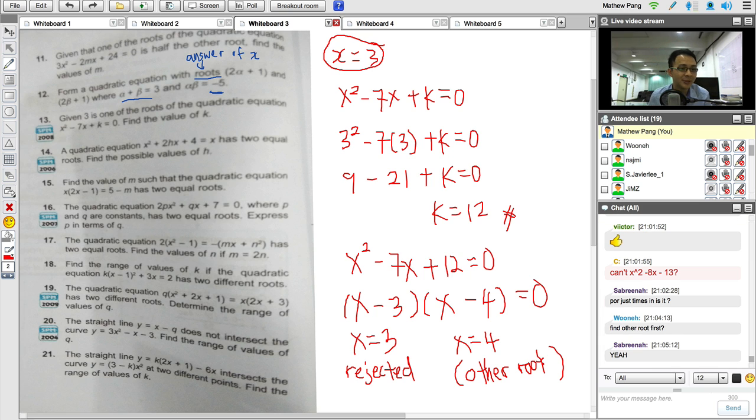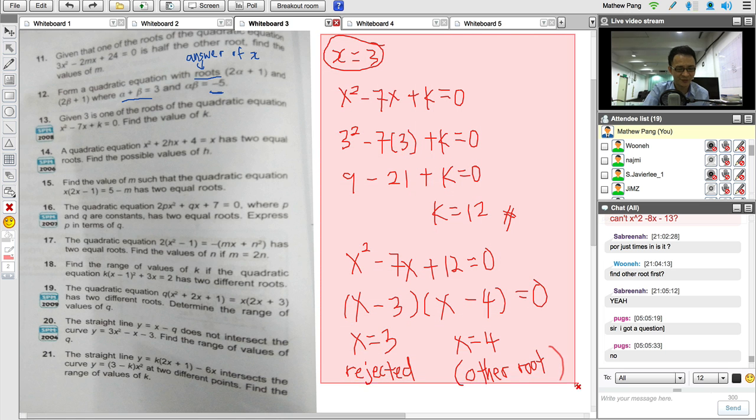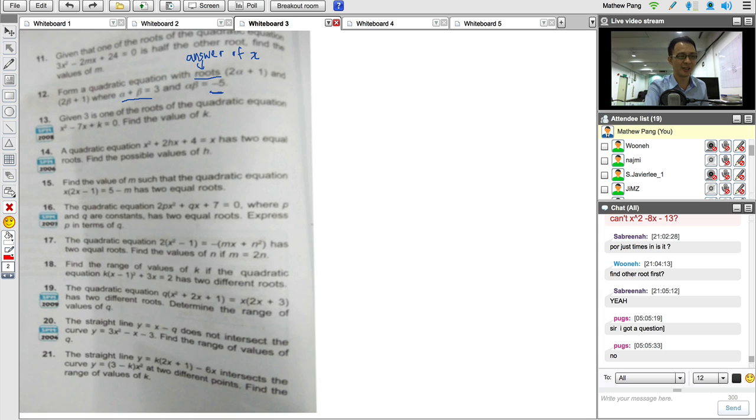Okay, good. Let me choose a different question. Maybe you have a look at question 14. Yes, what is your question? Is it about question 13 or what? Yeah, please tell me the question. Maybe I will reply to you after I finish this. Okay, you try question 14. I give you about 1 minute to try because question 14 is very easy. And for the bugs, maybe you can type out your question. I'm trying to help you.